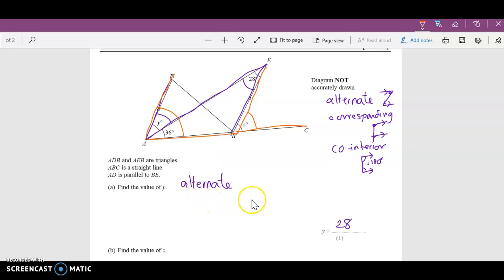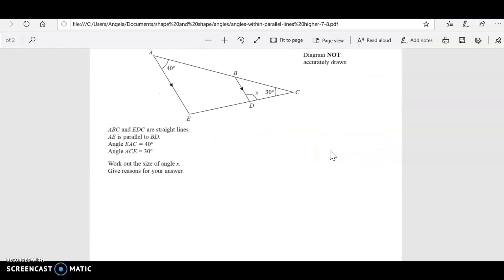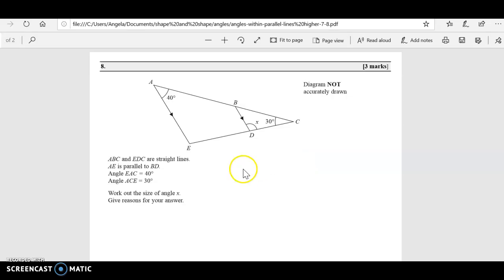Do you want to pause and have a go using the corresponding rule? Okay, so using the corresponding rule, we know that these two here will equal whatever Z is. So it's 28 plus the 36, which tells you that this angle here is 64 degrees. Then let's have a go at the next question. If you want to pause and have a go, please do.